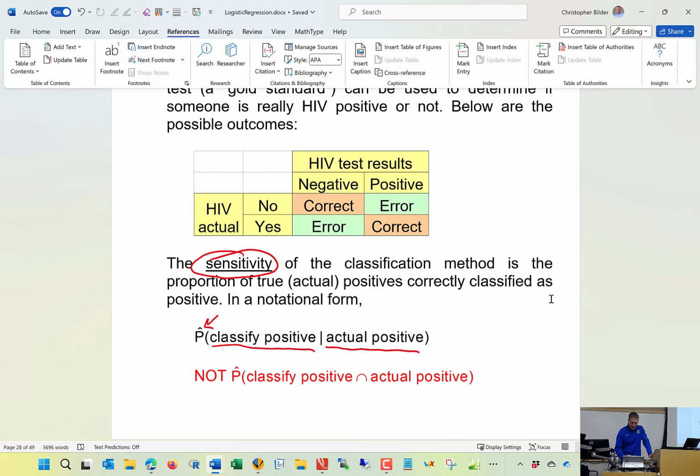Now note, this is a conditional probability like you learned in your very first stat class, something like probability of A given B. This is not a joint probability, where in your first stat course you learned about intersections, for example. It is not the probability you classify positive and you're actually positive. Rather, we're saying, given that you're actually positive, what's the probability this test works and says you are positive?